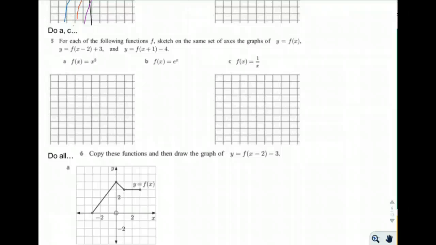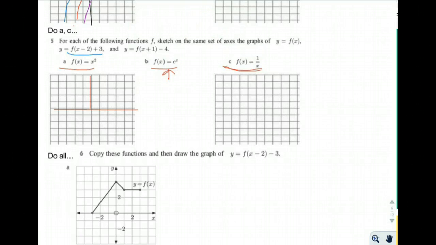Well, in this case, we're combining both translations, the horizontal translation and the vertical translation. So let's see, we're going to do A and C. Okay, and you know, if you get bored of doing hyperbolas, you can go ahead and do this one. It doesn't matter which one you do, just pick 2.